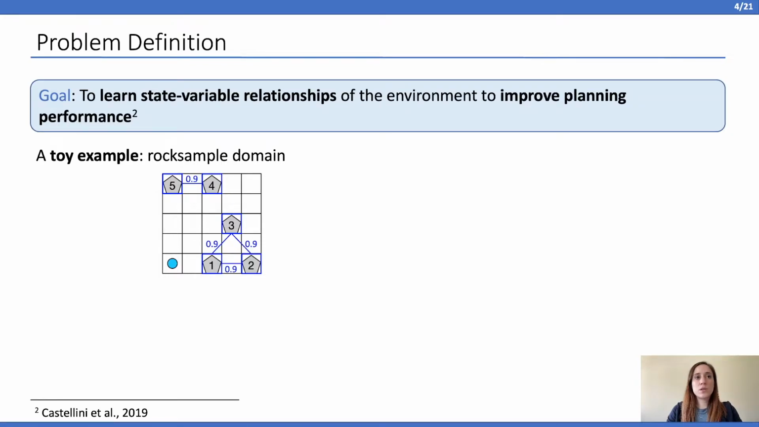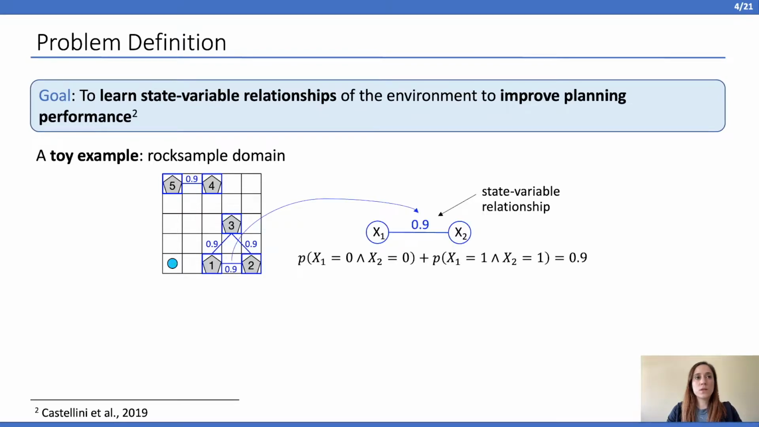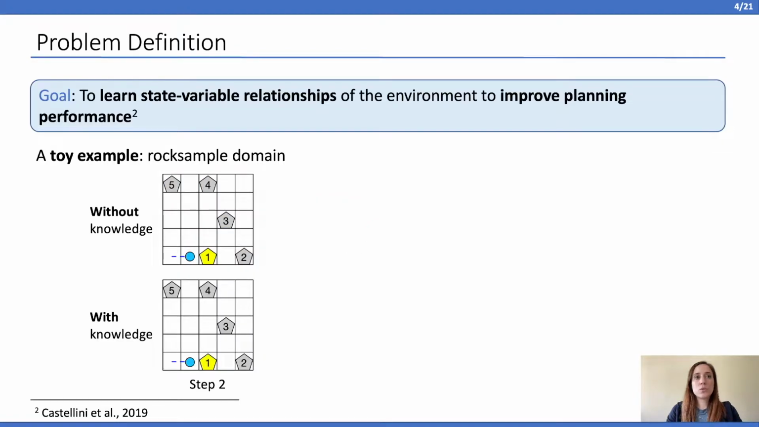Learning state variable relationships here means learning the relationships among the value of different rocks. The rationale is that if the agent knows that two rocks have the same value with high probability, 0.9 in the image, it can improve its planning performance because once it has observed the value of one rock, it has also acquired some knowledge about the value of the other rock, and it can plan considering that knowledge. In the first row of the image, we have the action performed by the agent without any knowledge about rock values relationships, while in the second row, we have the action performed exploiting such knowledge.